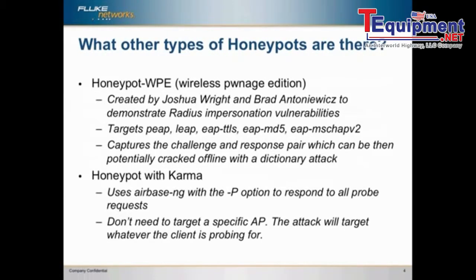So what other types of Honeypot APs are there? We have the Honeypot-WPE, which is the Wireless Pwnage Edition, really to demonstrate the RADIUS impersonation vulnerabilities. It's going to target PEAP, LEAP, EAP-TTLS, EAP-MD5, and EAP-MS-CHAP v2. What they do is capture the challenge and response pair, which can then potentially be cracked offline with a dictionary attack.